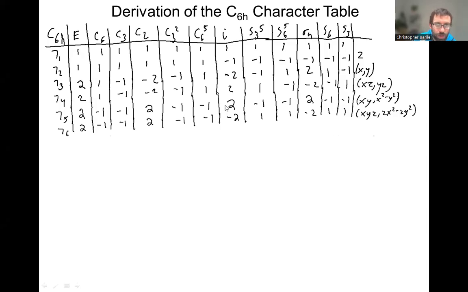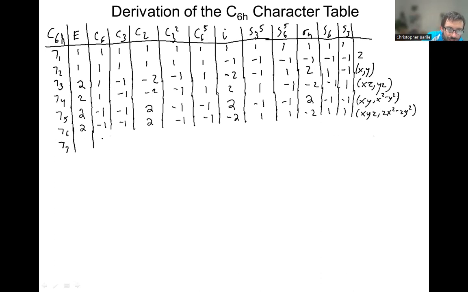All right, so in this video, we are continuing to derive the C6h character table. So this is a multi-part series, and where we've gotten up to this point is we've derived 6 different irreducible representations. And we know we have 12 classes, and the total number of dimensions of our irreducible representations has to equal 12. Right now we have 2 plus 2 plus 2 plus 2 plus 1 plus 1 is 10. So we know we're actually 2 dimensions short.